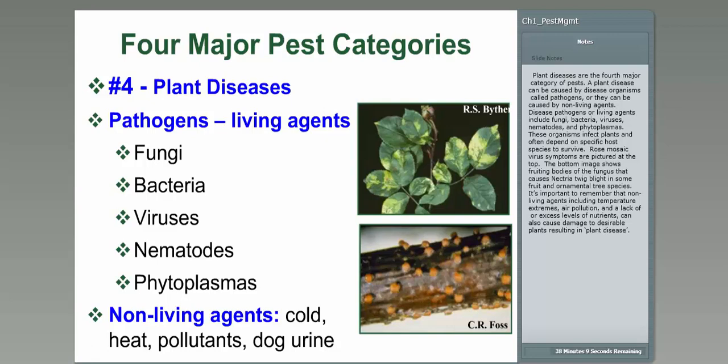Rose mosaic virus symptoms are pictured at the top. The bottom image shows fruiting bodies of the fungus that causes Nectria twig blight in some fruit and ornamental tree species. It's important to remember that non-living agents, including temperature extremes, air pollution, and a lack of or excess levels of nutrients, can also cause damage to desirable plants, resulting in plant disease.